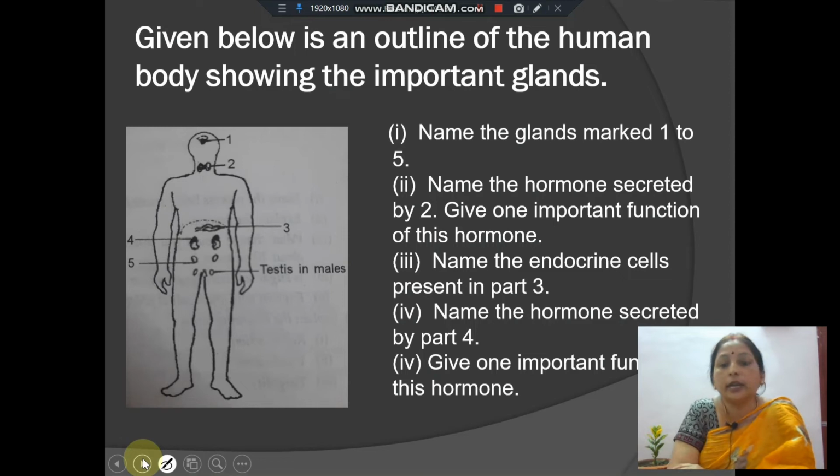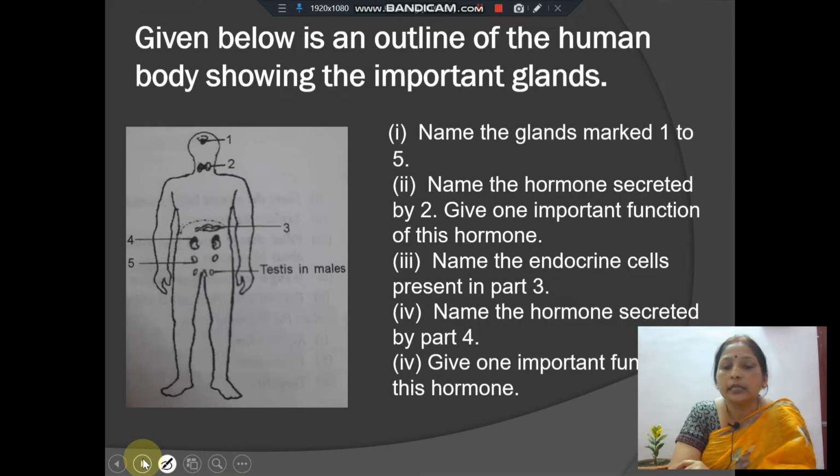Thyroxine hormone. Name the endocrine cells present in part 3. Endocrine cells present in part 3 are the alpha and beta cells of the islets of Langerhans, which are present in the pancreas. Alpha cells produce glucagon, beta cells produce insulin.